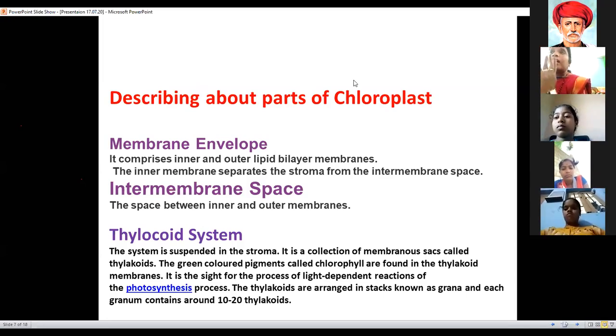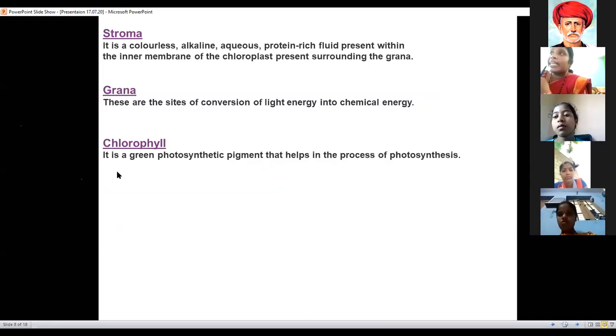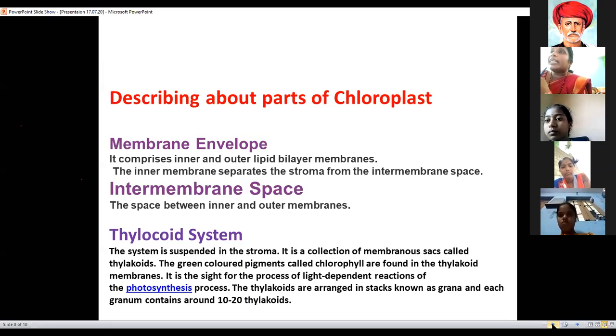Thylakoids is one of the new words. That meaning is lipids. Next, it is the site for the process of the light dependent reaction of photosynthesis. What is the light dependent reaction? We will discuss that in the next topic. The thylakoids are arranged in sacs known as grana, and each granum contains around 10 to 20 thylakoids.